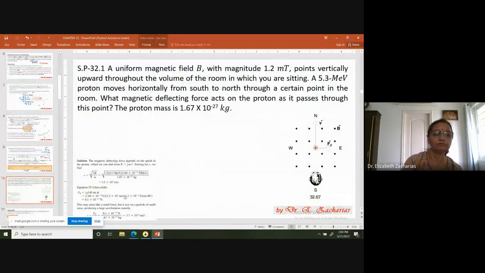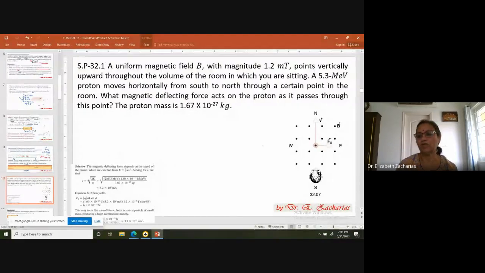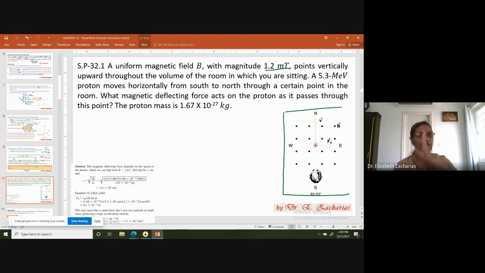Okay, so now quickly let's work out a problem. You have a person sitting inside a room. Let's imagine that you're looking at the room from above, from the ceiling. This is your room. So what are you seeing? There is a uniform magnetic field B with magnitude 1.2 millitesla, and it is pointing vertically upward through the ceiling.